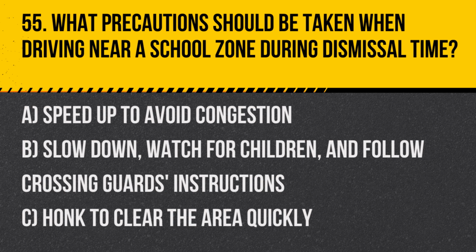Question 55. What precautions should be taken when driving near a school zone during dismissal time? A. Speed up to avoid congestion. B. Slow down, watch for children, and follow crossing guards' instructions. C. Honk to clear the area quickly. Answer: B. Slow down, watch for children, and follow crossing guards' instructions. School zones require extra caution.